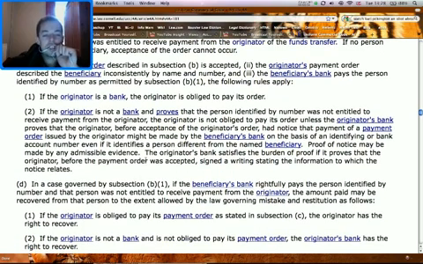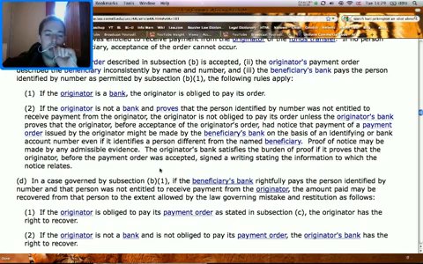If the originator is not a bank and proves that the person identified by number was not entitled to receive payment from the originator, the originator is not obliged to pay its order unless the originator's bank proves that the originator, before acceptance of the originator's order, had notice that payment of a payment order issued by the originator might be made by the beneficiary's bank on the basis of an identifier or bank account number, even if it identifies a person different from the named beneficiary. Proof of notice may be made by any admissible evidence.